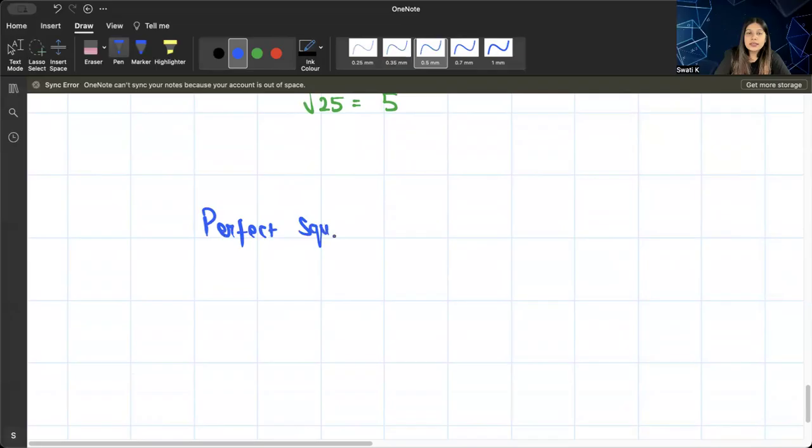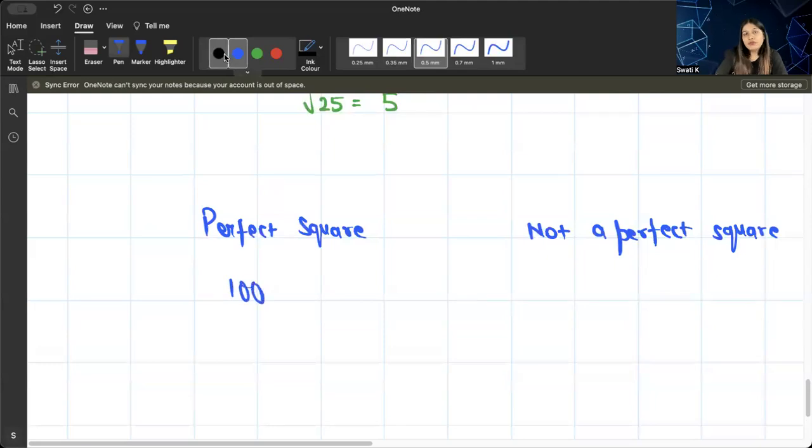And then there is not a perfect square. Okay, let us understand both. For example, if I'm writing here, let's say 100, and I want to find out the square root of 100, I'll get an answer. Why? Because we know that if we multiply 10 2 times, then we'll get 100, right? So that's why the square root of 100 is 10.